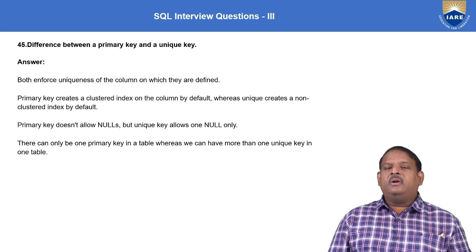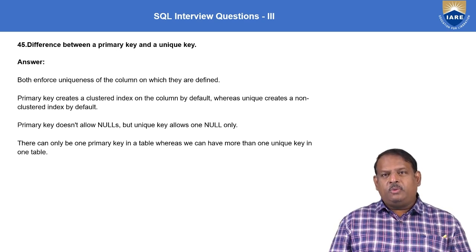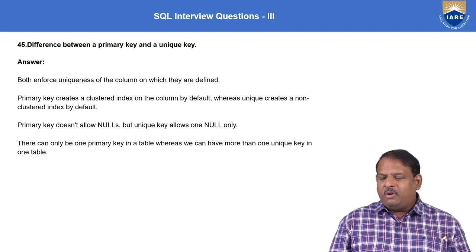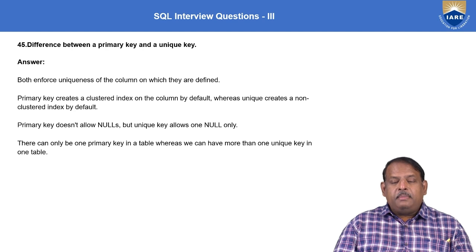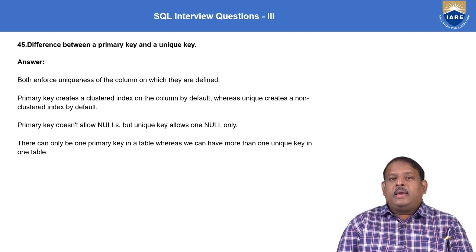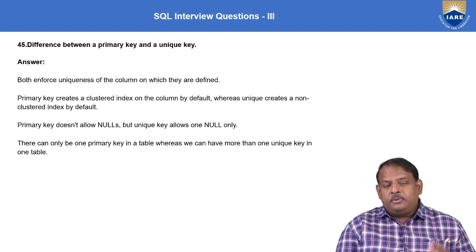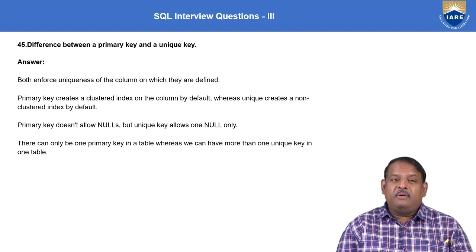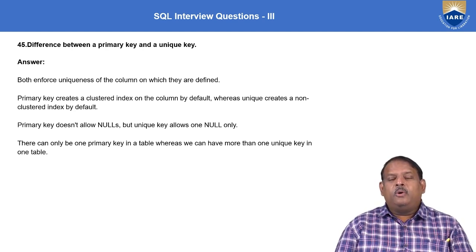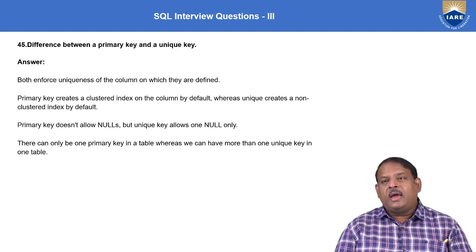Primary key does not allow nulls, but a unique key allows one null value. So your primary key will not have even one null value, whereas in a unique key you can have one null value. There can be only one primary key in a table, but that primary key can have more than one column. You can define a primary key on a table with a single column or multiple columns, whereas a table can have more than one unique key.